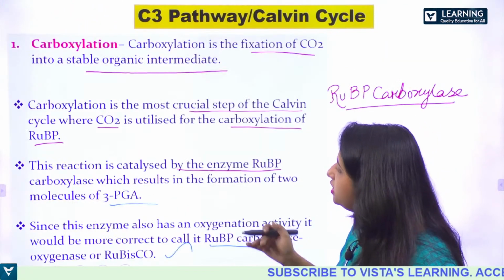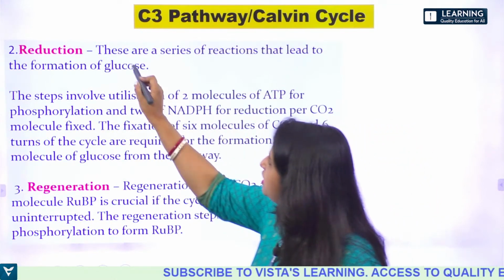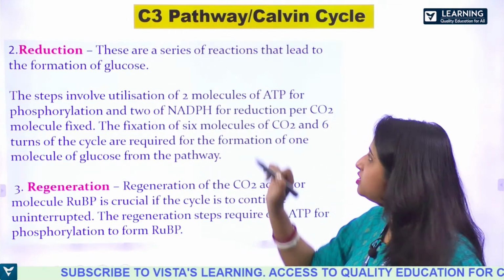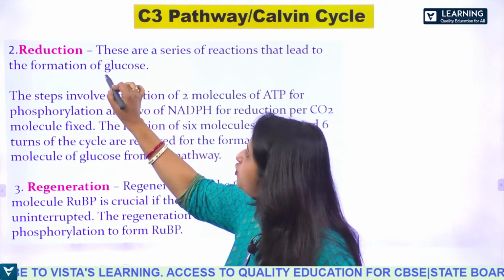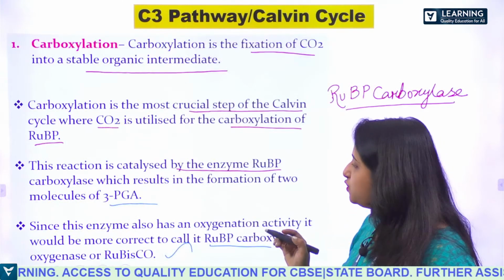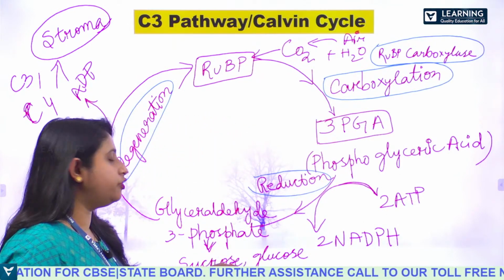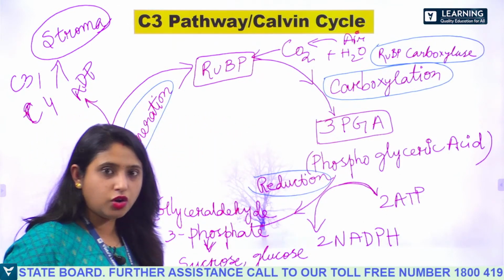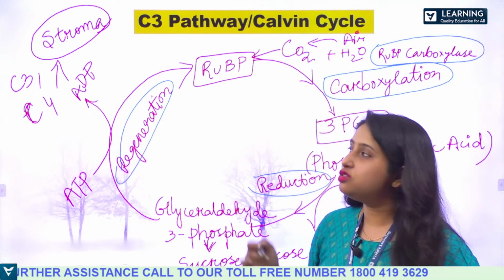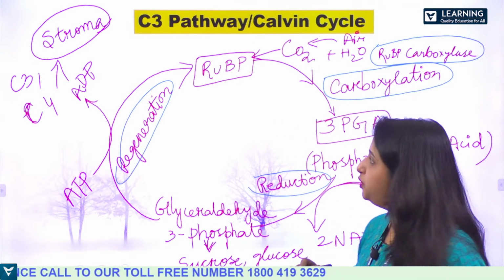Now see what happens in the reduction process. These are a series of reactions that lead to the formation of glucose. So from the reduction, what happens? It will lead to the formation of glucose, sucrose and starch, right? So this is how the food will be prepared.